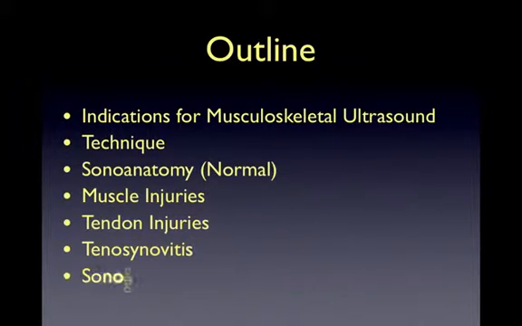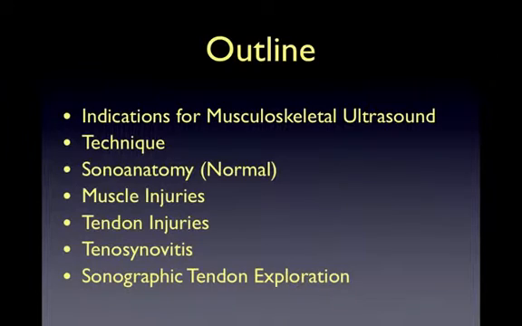So the outline, we're going to talk about indications for musculoskeletal ultrasound, go over technique, review the normal sonoanatomy. Then we're going to look at muscle injuries, tendinosis, and how to use ultrasound for sonographic tendon exploration.